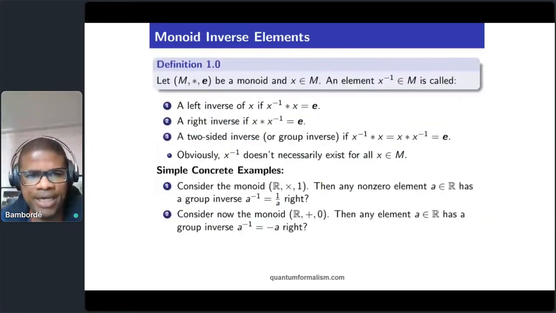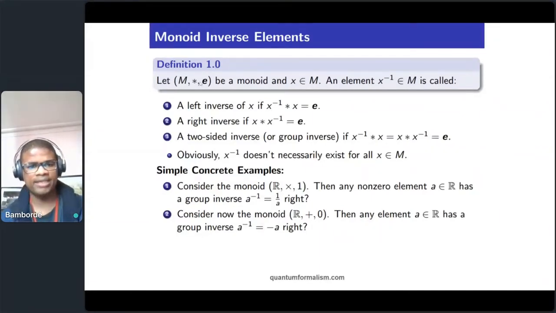Let's just pick up on where we left. So last session, we defined the notion of monoids, right? Today, the first thing I want to do is to define the notion of an inverse element of a monoid, okay? So a monoid, you know, is a triple, right? Made of a non-empty set, a binary operation, and a special element that we call the identity, right?